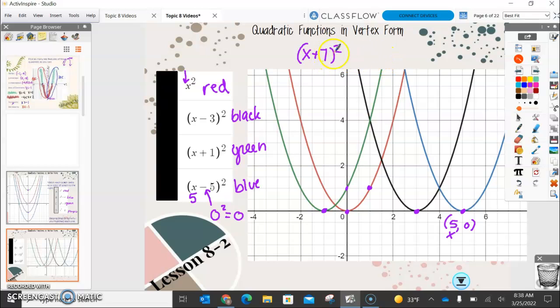Because the 7's inside the parentheses, we know it's moving left and right. And if you said 7 to the left, you're correct. Plus 7 makes you think right, but remember, 7 to the left would put it at a negative 7, and that would make 0.